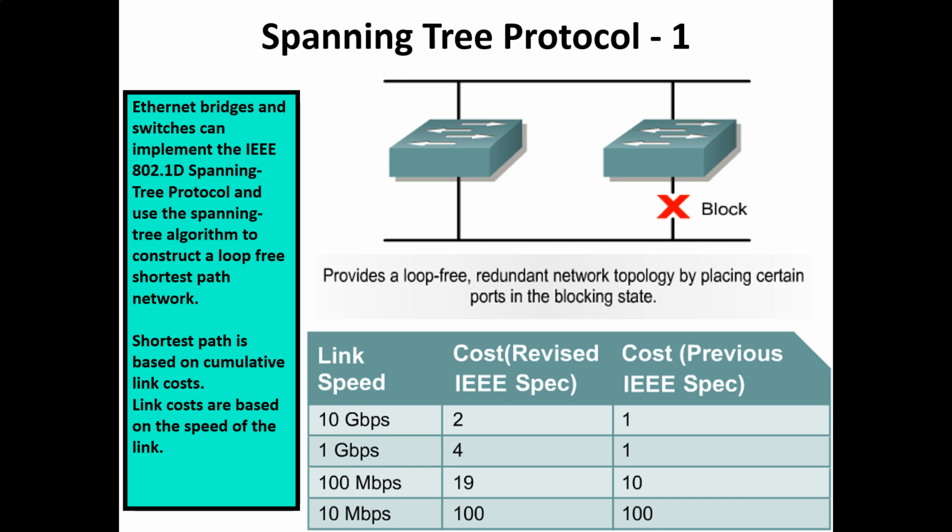So spanning tree protocol provides us a loop free redundant network technology by placing certain ports in the blocking state. तो इसमें हमें ये भी मेंशन कर रखा है what will be the cost of the link speed as per IEEE. So if we have 10 Gbps connection, this is the revised cost, right? जो हमारी previous specification थी वो ये थी, that is towards right hand side 1. But today we consider 10 Gbps connection as cost 2. For 1 Gbps we have cost as 4, 100 Mbps has 19, and 10 Mbps has 100.